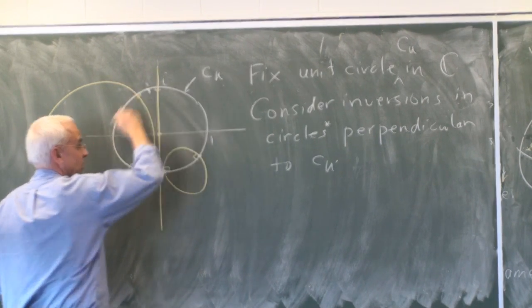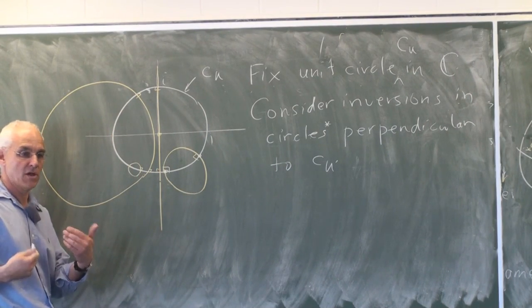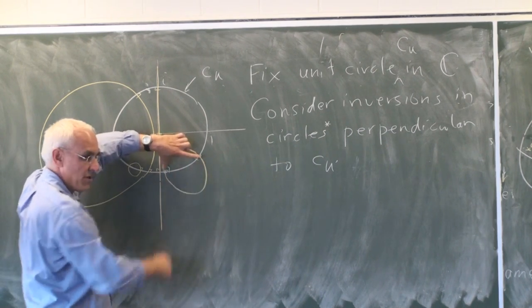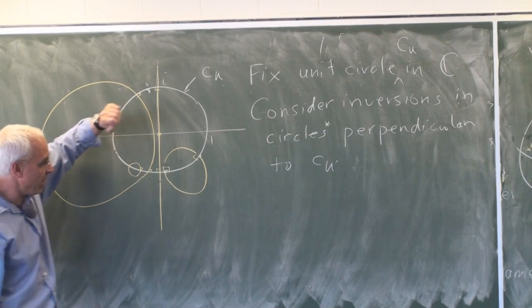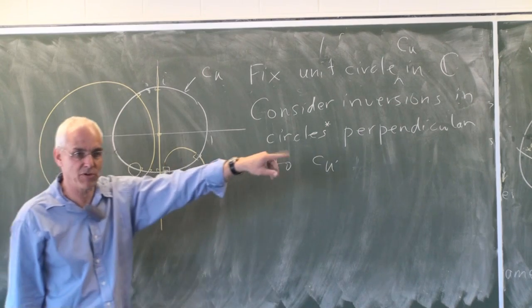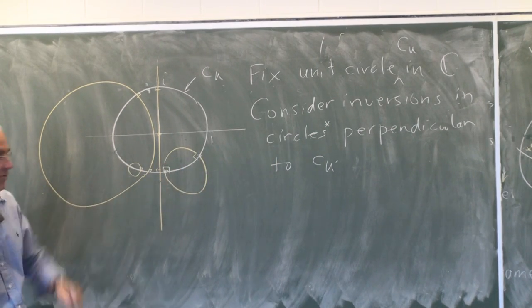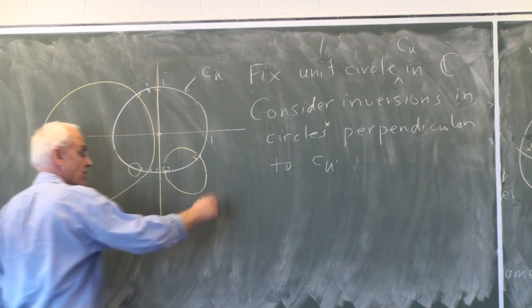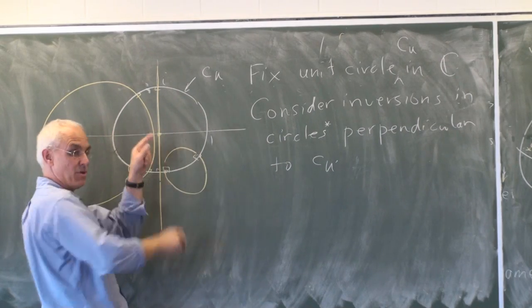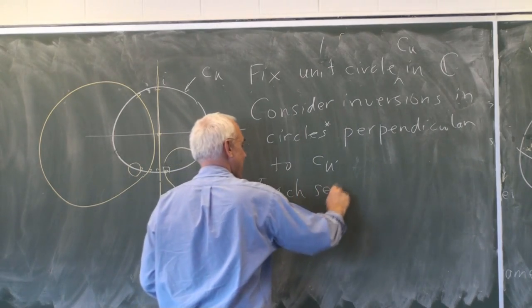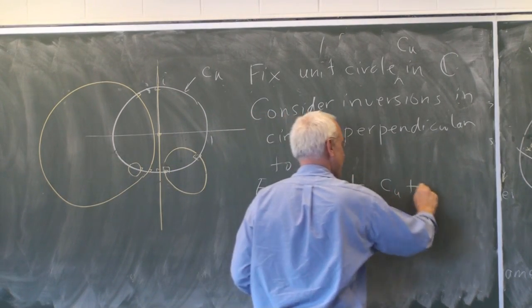And this circle, the unit circle, must go to another circle. So it must go to another circle that also goes through those 2 points, because these points are fixed. Well, there are lots of circles that go through these 2 points, but there's only one that's perpendicular to our given circle, because we said that it preserves angles. So this perpendicularity has to be preserved, and that means that this inversion sends C sub u to C sub u. So each sends C sub u to C sub u.